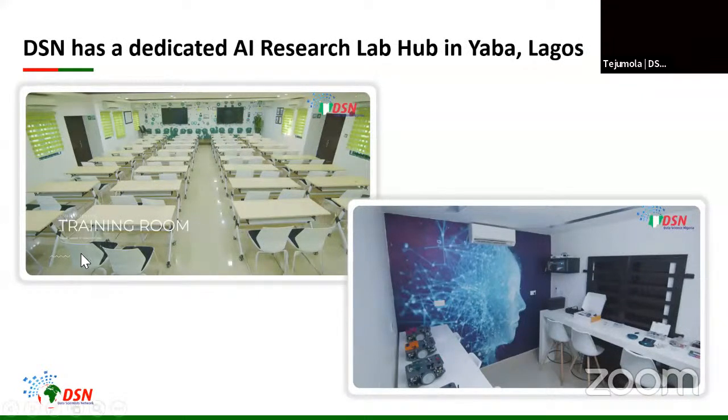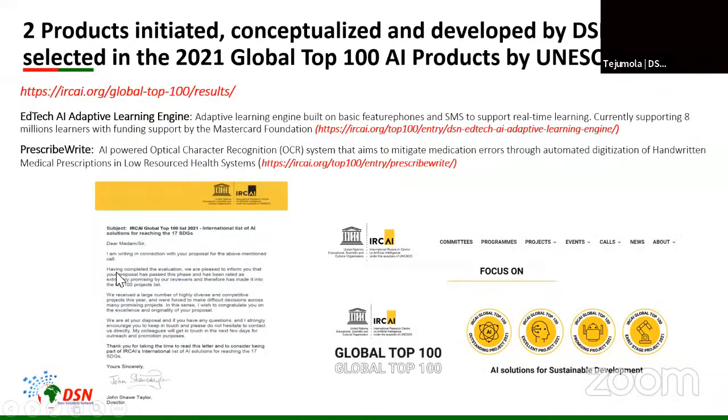So this is our AI lab, situated at Yaba, Lagos. This is a training room, a robotics lab. Two of our products were also conceptualized and developed by DSN. They were selected in the 2021 Global Top 100 AI products by UNESCO IRCAI.